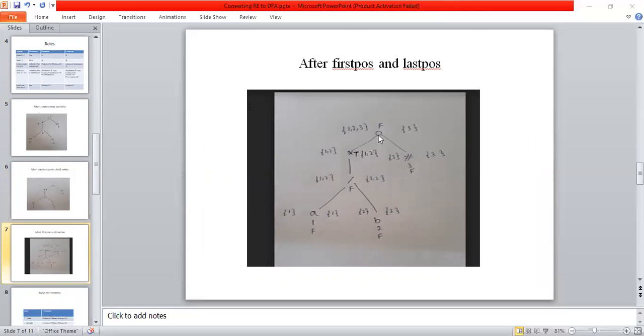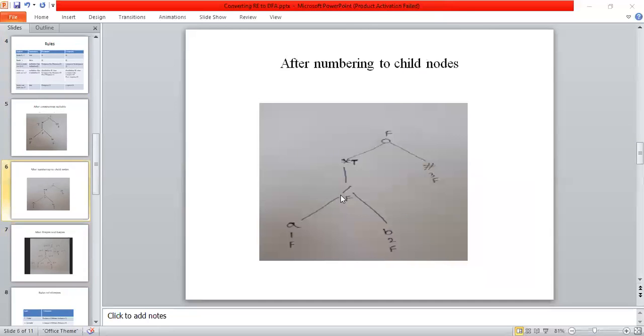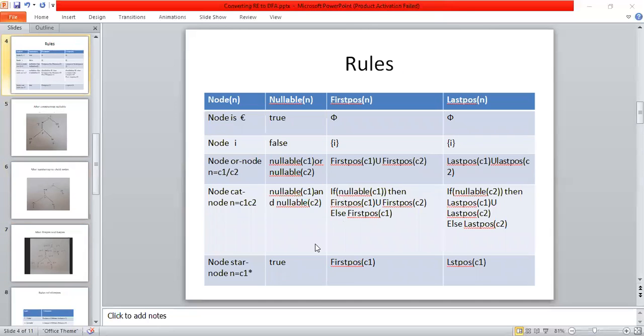Over. Now I'm constructing first position and last position for this cat node. How to construct first position and last position for the cat node? Once again we'll check our rule. If it is a cat node, if nullable of C1, the left child, is nullable, then first position of C1 union first position of C2. Otherwise, first position of C1. And similarly, if the right child is nullable, then last position of C1 union last position of C2. Otherwise, last position of C2.